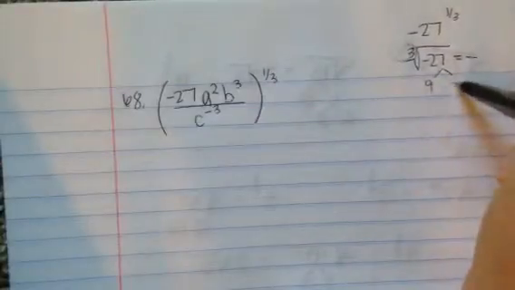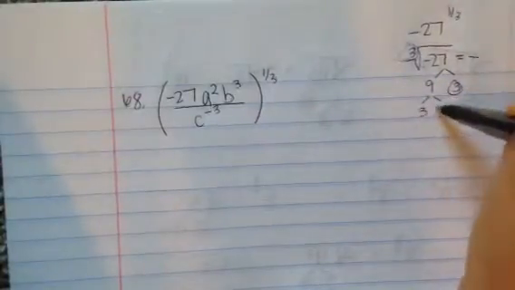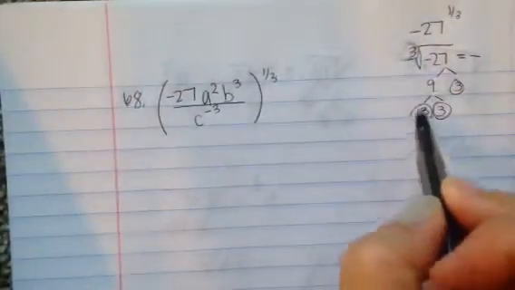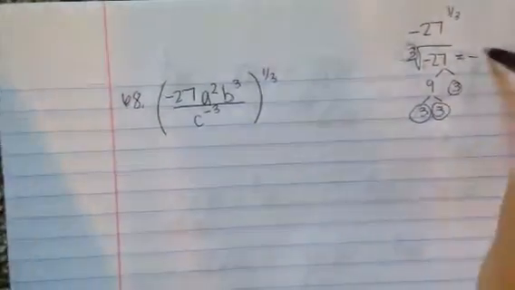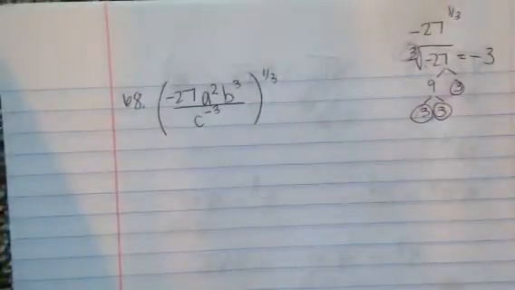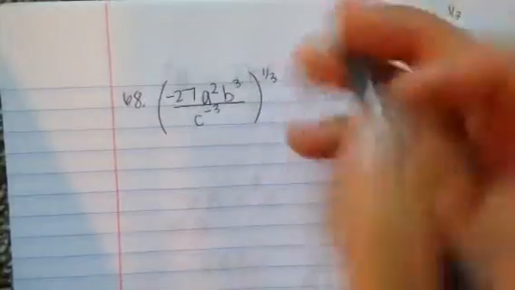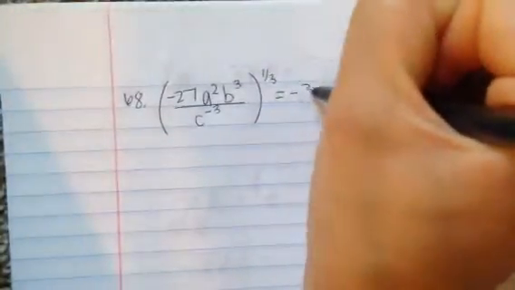So I know that that's 9 times 3. I know that that's 3 times 3. Okay, those are all prime, and I need groups of 3, so 1, 2, 3. 1, 3 gets to come out, so it's negative 3. Okay, so let's go back over here. When I put negative 27 to the 1/3, we got negative 3.